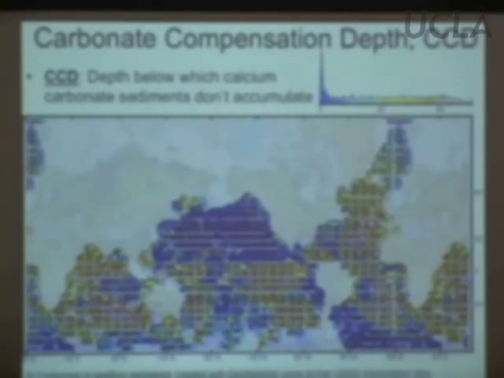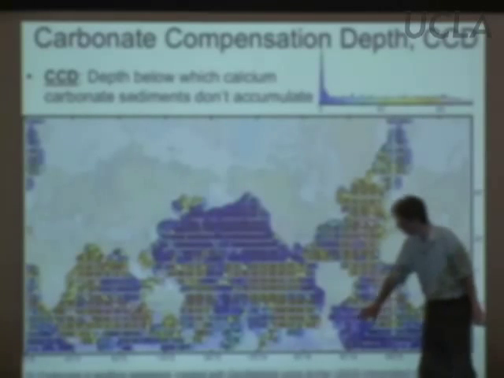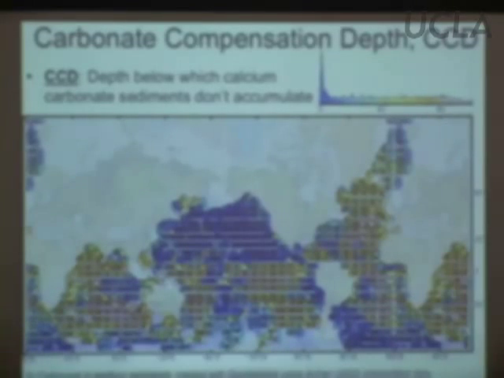Once you get below that depth, they tend to dissolve before they can accumulate. So the deep Pacific and the deepest abyssal plains in the Atlantic Ocean also tend to be relatively carbonate-free. Mid-ocean ridges tend to be rich in carbonates.